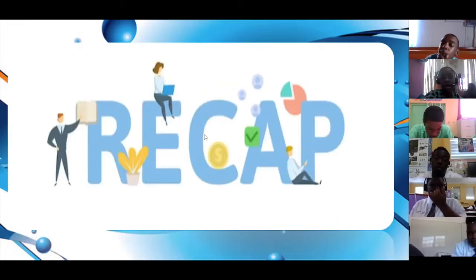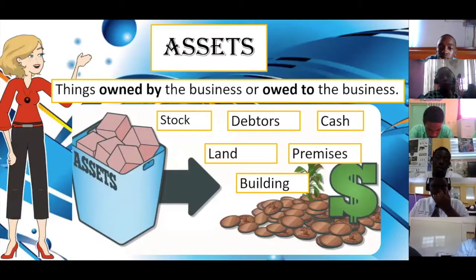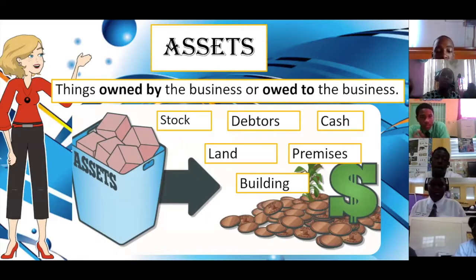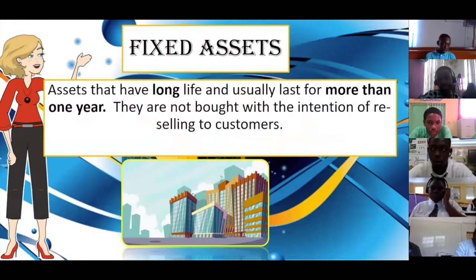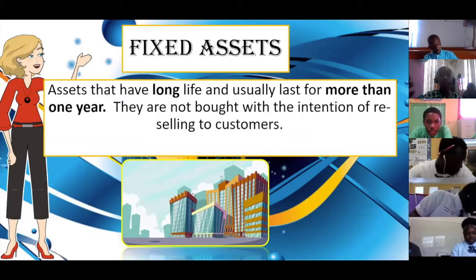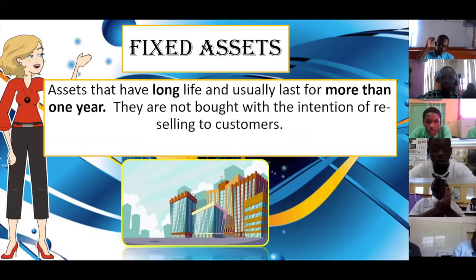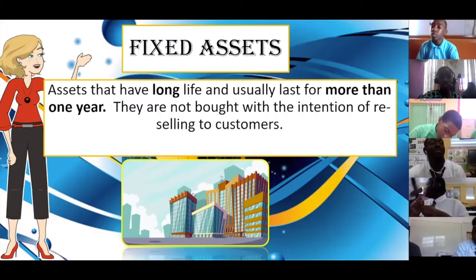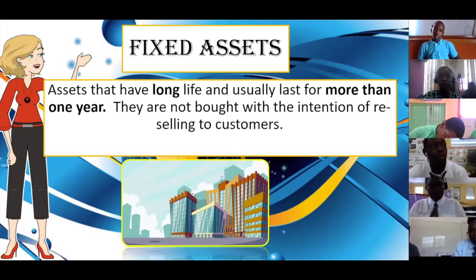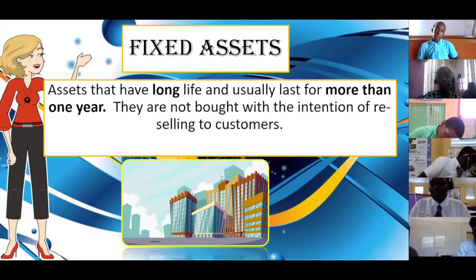Let's recap what we have been doing, just in case our grade 12 still remember. We went over what assets are: the things that are owned by the business or owed to the business. The assets are split into two categories. You have your fixed assets. These are the ones that have a long life, which means they last longer than a year. So building, premises, land, motor vehicles, motor van, fixtures, all of those things will last longer than a year. So they are your fixed assets.